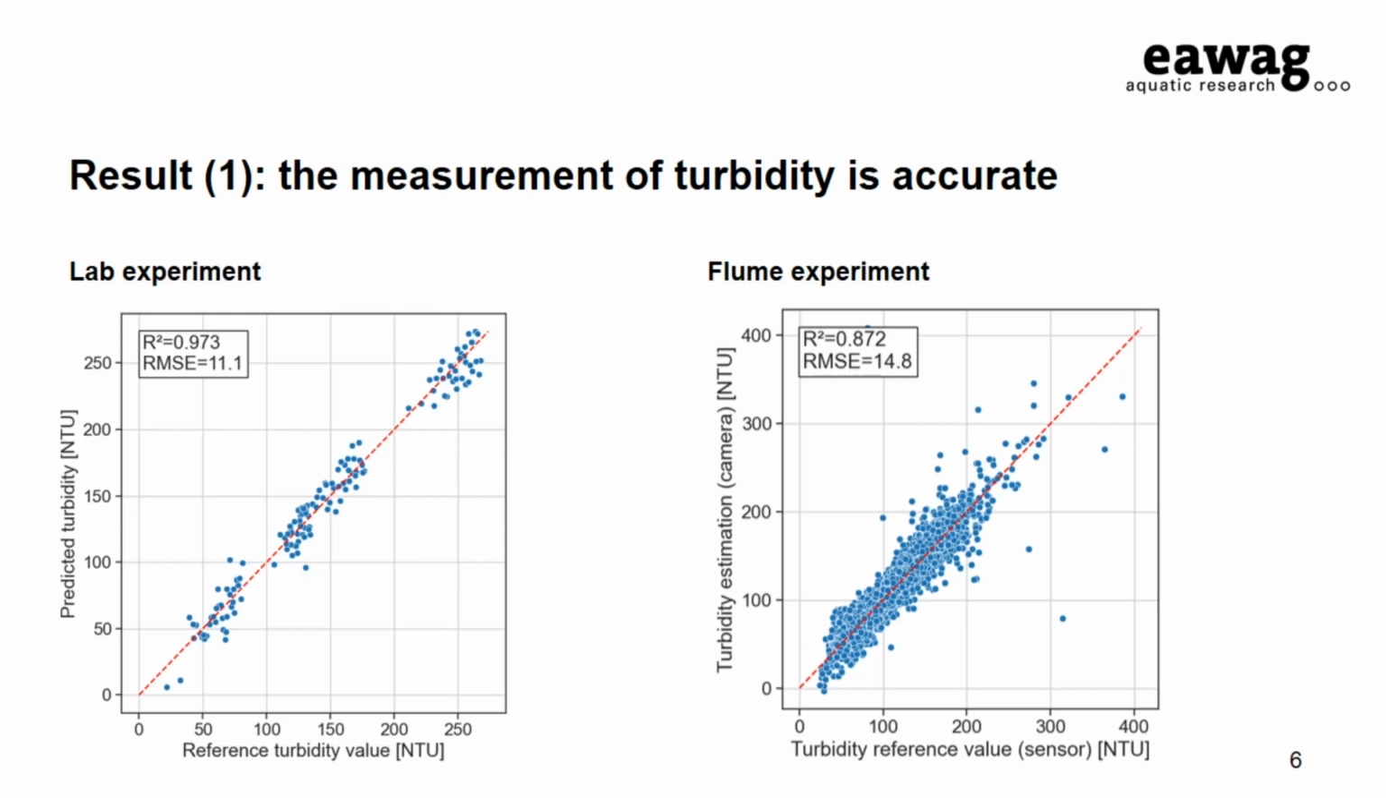So in the case of measurement of turbidity, we actually have very robust models that for both the laboratory experiments and the flume experiments are able to give a turbidity estimation quite close to the reference measurements. So from this first analysis, we can already conclude that cameras, or at least hyperspectral cameras, are able to measure turbidity and also suspended particles from the pictures.